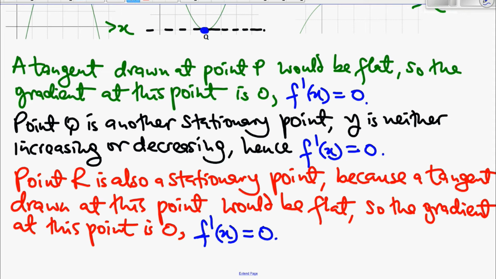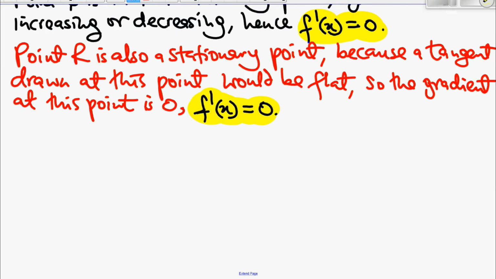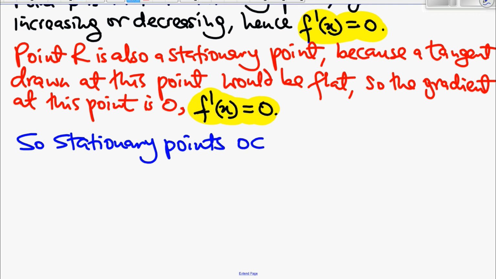Now we can generalize. Obviously, by observing, we can see that at each of these stationary points, the gradient is 0. Okay, so we can generalize and say that stationary points occur when the gradient or the slope is equal to 0.